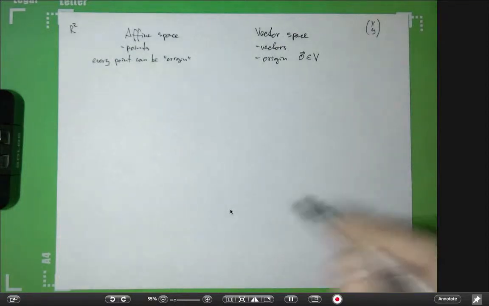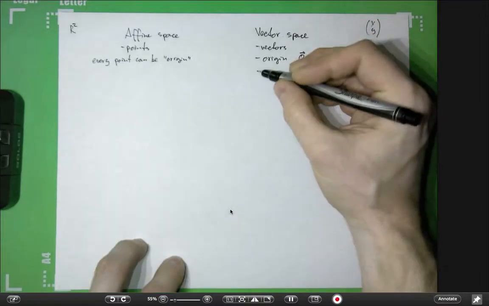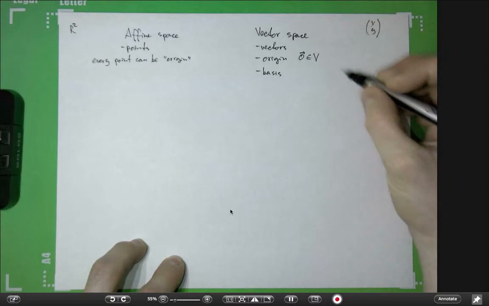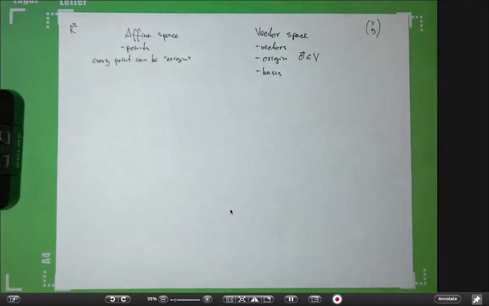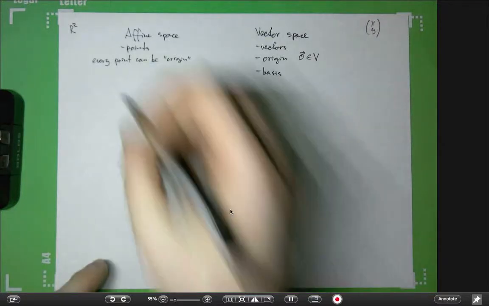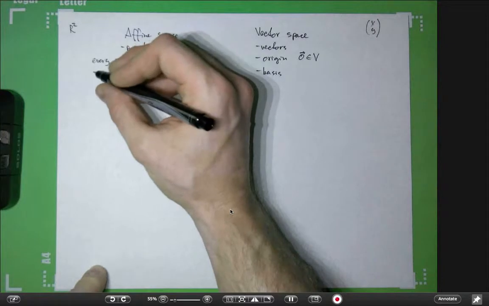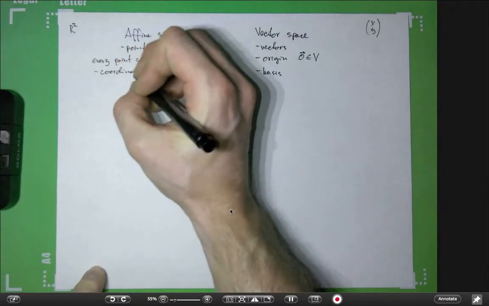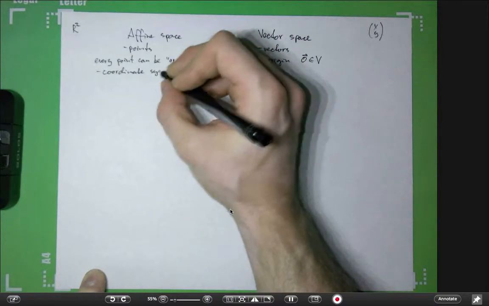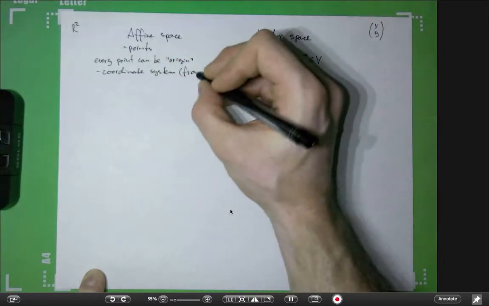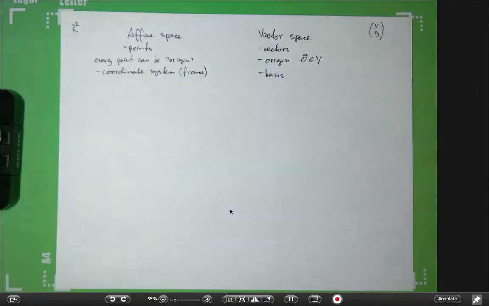So if I want to measure coordinates of these objects, in vector space I have a basis, right? Those are just some vectors such that any vector I can express as their linear combination. In affine space, I will have a coordinate system to measure coordinates. Coordinate system, or shortly, just frame. Coordinate frame or frame of reference. People call it differently in different fields. These things are used in robotics, computer graphics, computer vision, and probably each community calls it slightly differently.